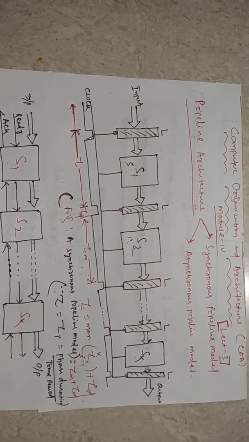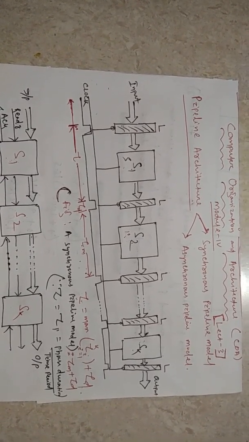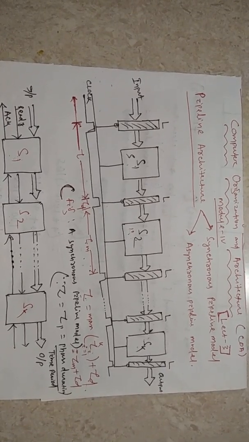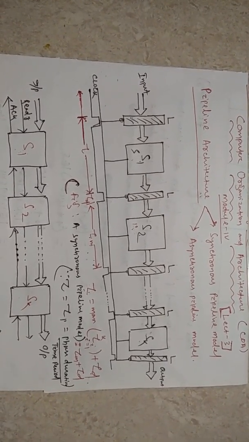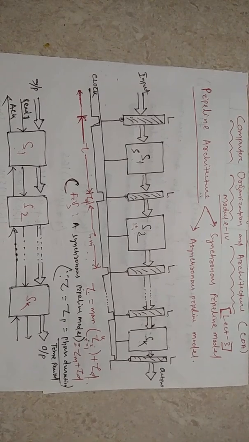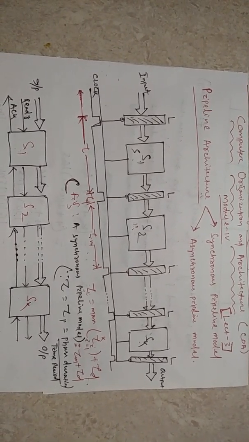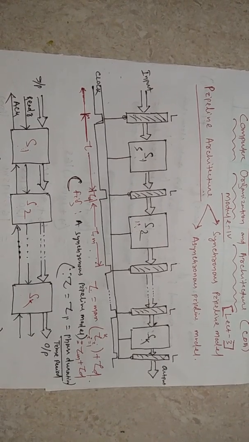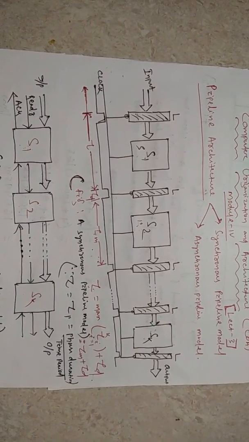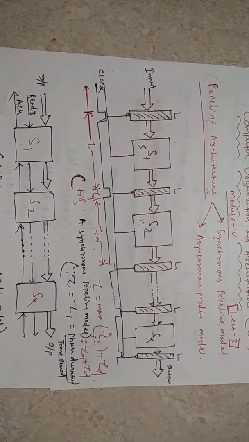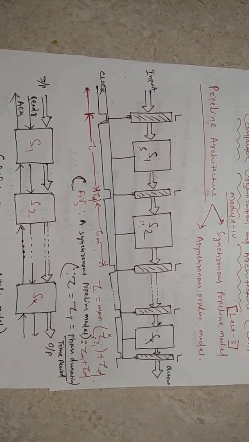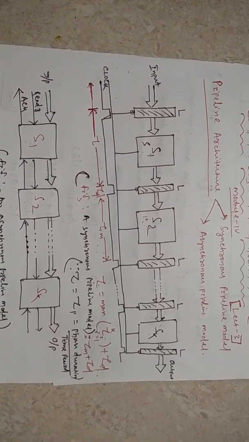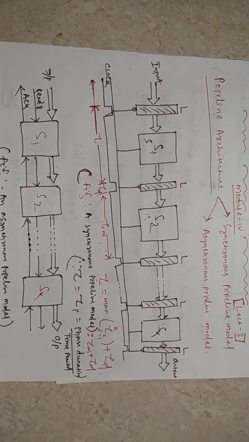Today we will discuss the pipeline architecture types. There are two types of pipeline architecture. One is the synchronous pipeline model, and the other is the asynchronous pipeline model. The synchronous pipeline model is related to the clock pulses, whereas the asynchronous pipeline model is not related to clock pulses. It works on the principle of handshaking signals.